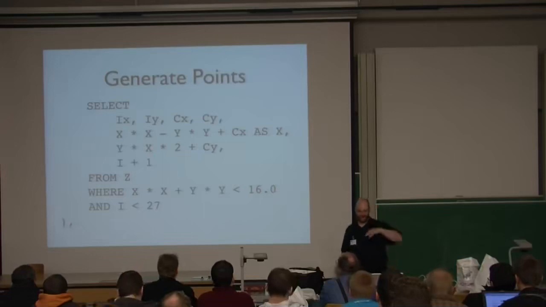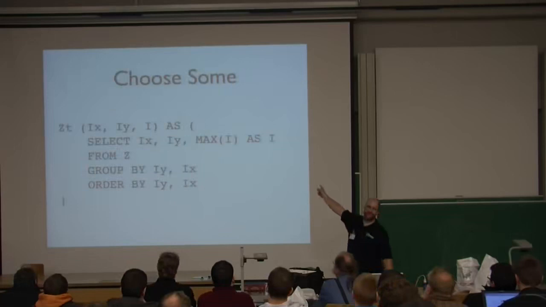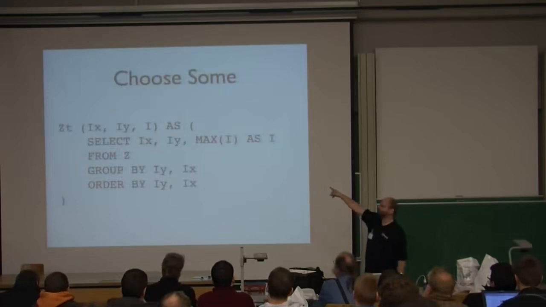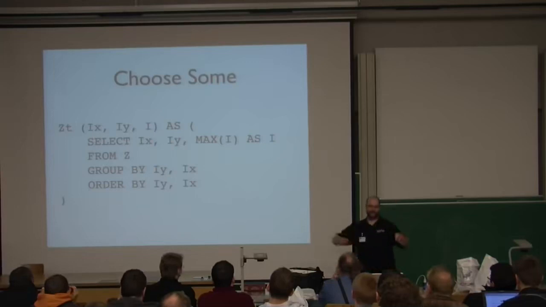And the way we do that is we project this into the Cartesian plane by just choosing ix, iy, and the max i. So we just sort of collapse those results into the biggest one we found. FROM Z, GROUP BY ix, iy, ORDER BY ix, iy. Okay, so we've now got a set of 101 by 101 points.